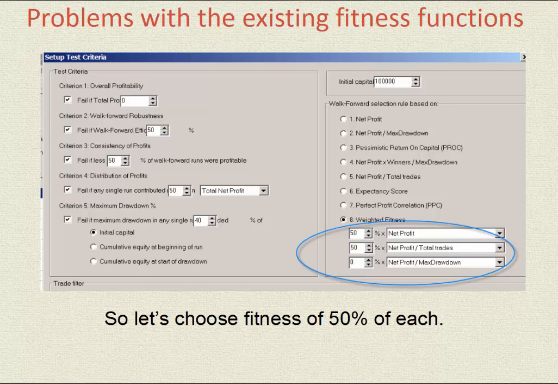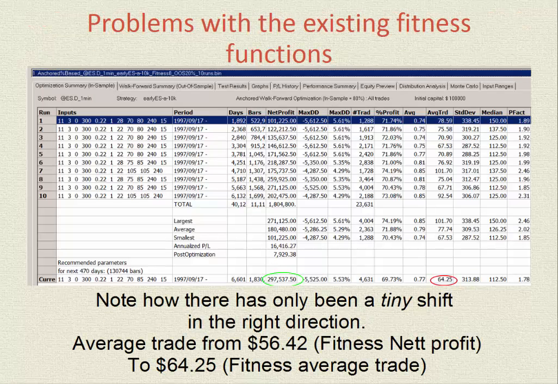I desperately wanted this feature, and I'm happy to say the writer of the walk forward optimizer actually added it in for me many years ago. Using fitness 50% net profit and 50% average trade, the only improvement in average trade was less than $8. We need performance halfway between what we saw with fitness net profit and fitness average trade. This at this stage seems very elusive.